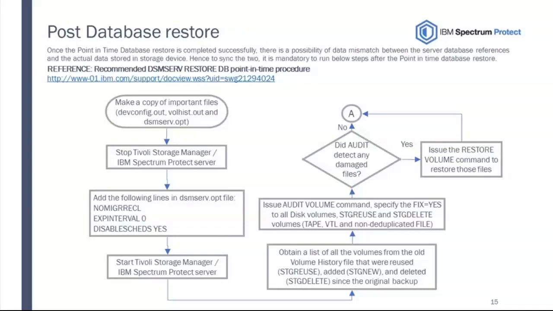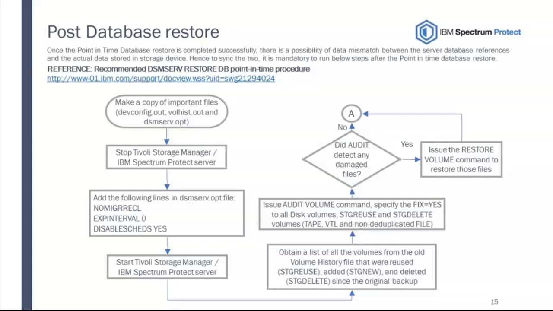So in this chart, the first block says you must first take a backup of 3 config files: the volume history file, the device configuration file, and the tsmserver.opt file. Then stop the TSM server and add 3 parameters in the tsmserver.opt file as shown in the third block: no migration reclamation, expire interval, and disable schedule is yes. Once you add those entries, start the Spectrum Protect server or TSM server.